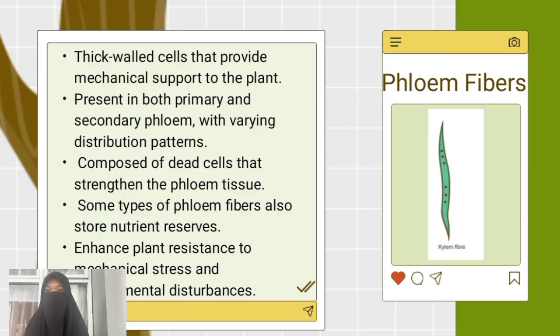Okay, next is phloem fibers, thick-walled cells that provide mechanical support to the plant. They are present in both primary and secondary phloem with varying distribution patterns. And some types of phloem fiber also store nutrient reserves and increase resistance to mechanical stress and environmental disturbance.